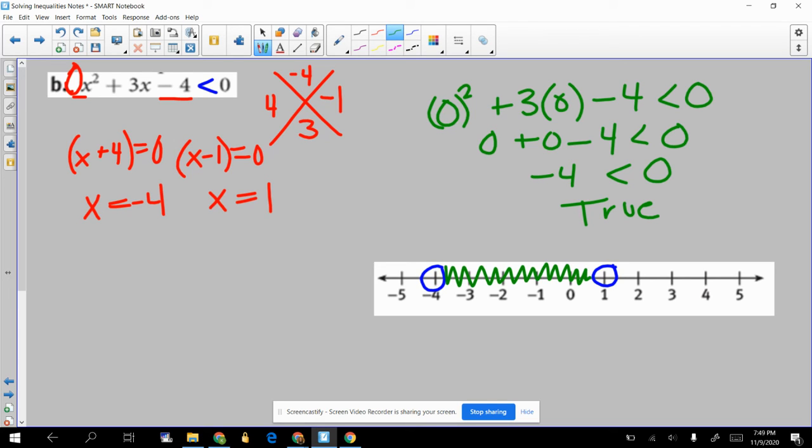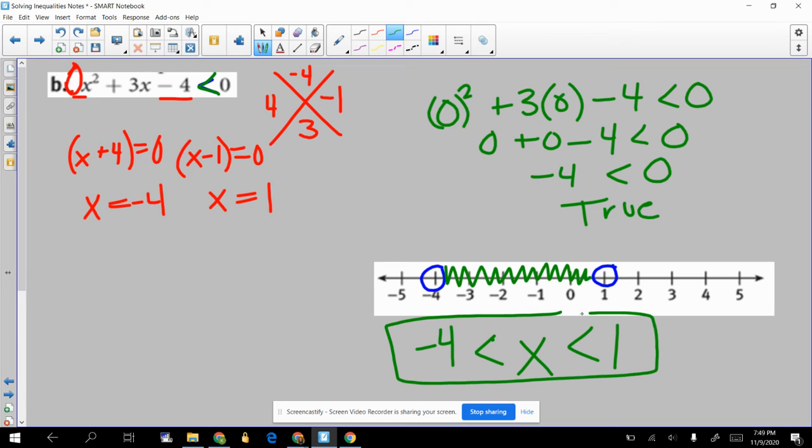And then in your final answer, x is going to go between those numbers. So -4 and 1 with less than signs, because that was what was in your original inequality. And that's it. That's your final answer.